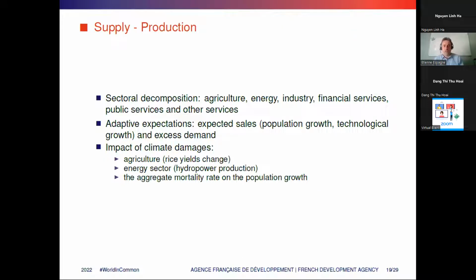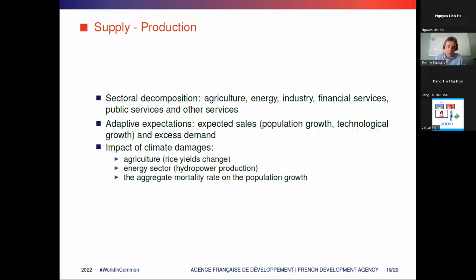Now we allocate the production between different sectors because, of course, what we are interested in is the sectoral impacts of climate change. We want to put as an input to this model the different sectoral damage functions that we have measured and that I presented a few minutes ago. So agriculture, energy, industry, and then we have financial services, public services, and other services as well.